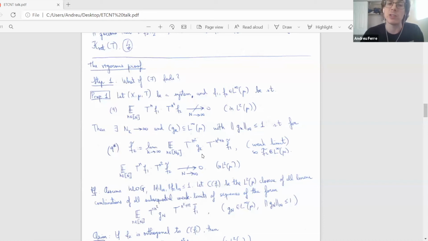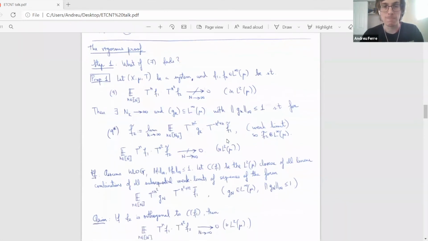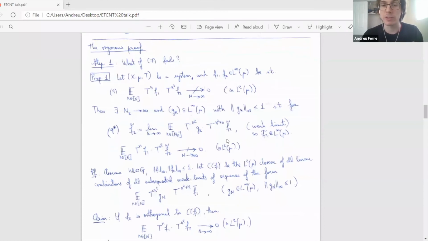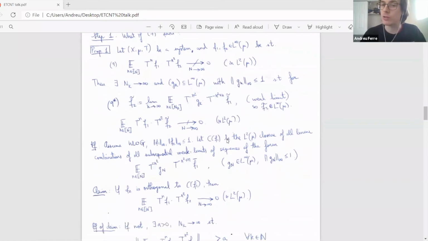T minus n squared gk, the gk's have norm less than or equal to 1, and then T minus n squared plus n, F1 bar. This should be bar, I think. Okay, so how do we prove this? This is actually just by contradiction. There's nothing too bad going on. So we're going to assume that F1 and F2 have L infinity norm less than or equal to 1. This is without loss of generality, nothing big going on here.